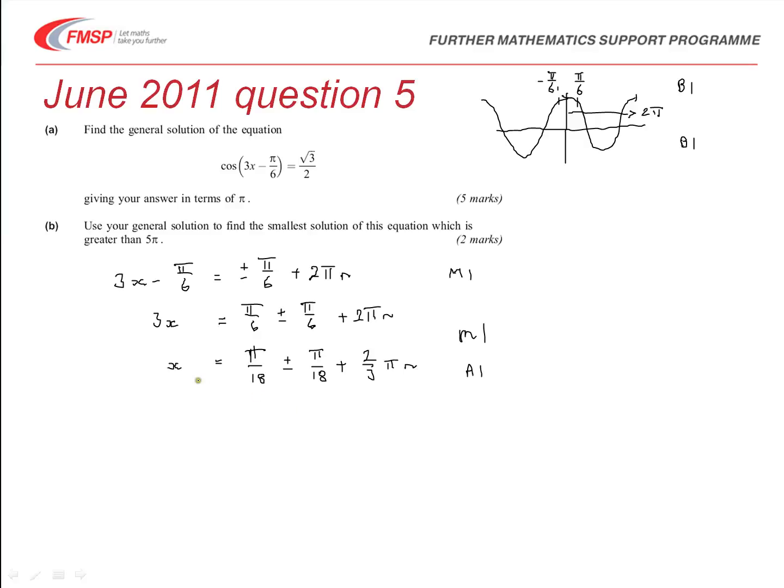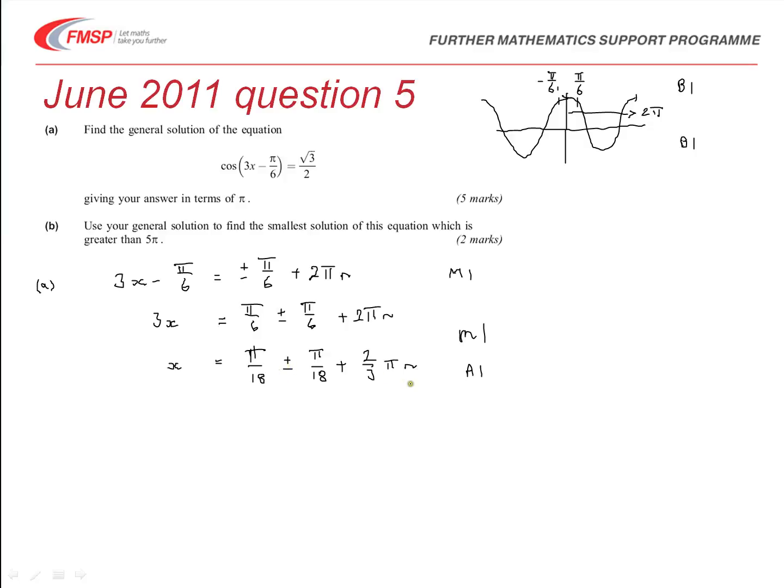Okay, well that's part A completed. Next part, in part B, it's now asking you to use your general solution to find the smallest solution for which the solution is greater than 5 pi.